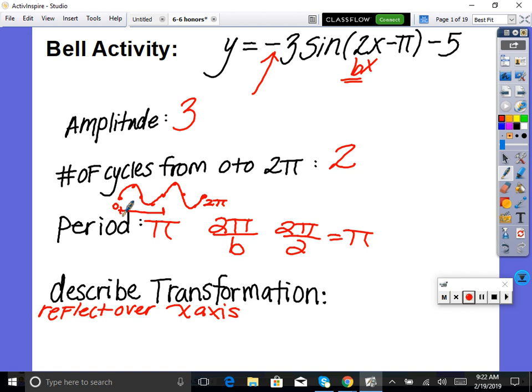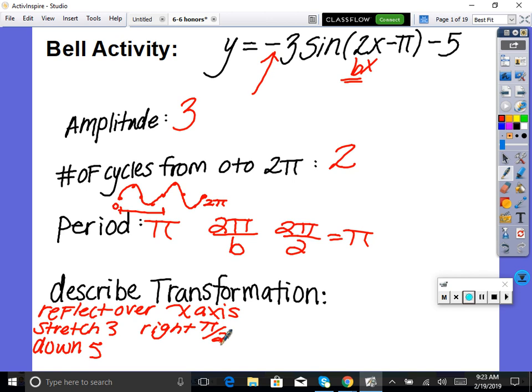So if we were describing the transformation, sorry, I didn't mean to skip that part. So reflect over the x-axis, technically a stretch of 3, or amplitude of 3. If you put amplitude of 3, also correct. We'd say down 5, that one's easy. And then don't be the person that says right pi. You've got to be careful. It's actually right pi halves. Okay, good. Any questions on that?